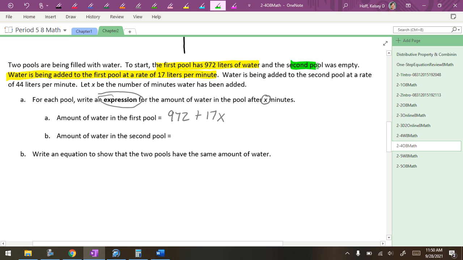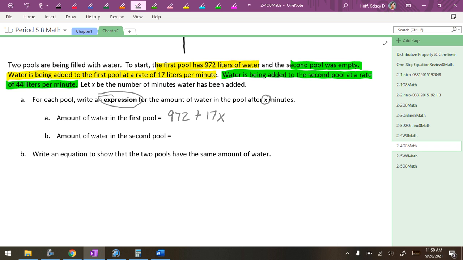The second pool was empty and water is being added at a rate of 44 liters per minute. Who can tell me what this one is? I just didn't know if there was no line to start off with. Just say 44. Technically, you know what people want to write? They want to write plus 0, right? Because it starts when it's empty. But if you add 0 to something, what is it? Whatever it was. So he's absolutely right. This is how you want to write it, 44x.